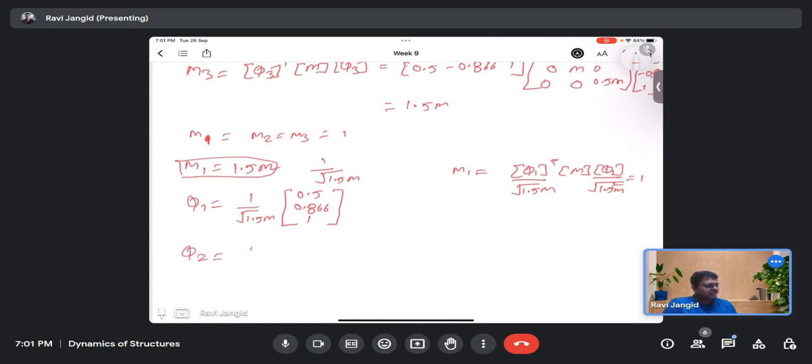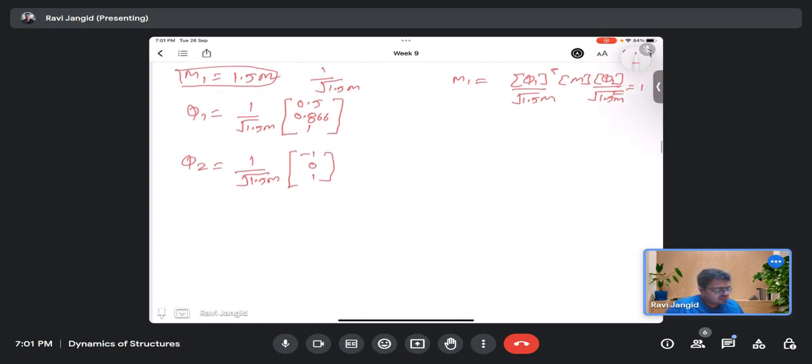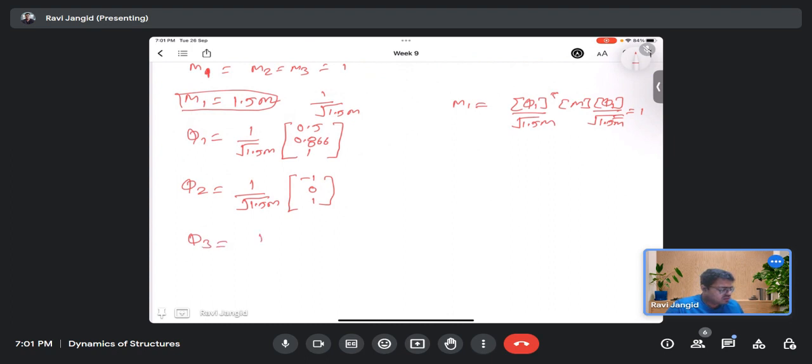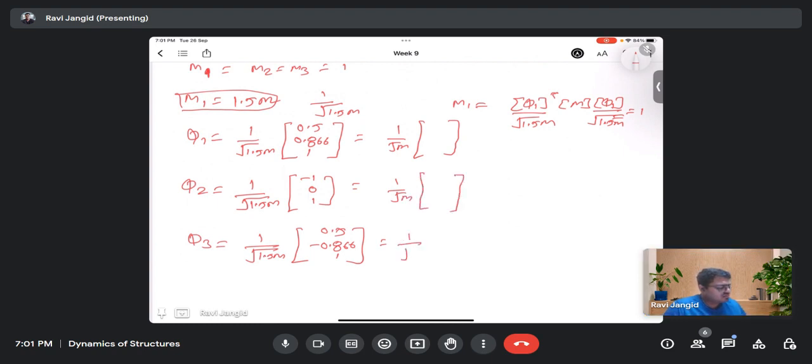Same kind of thing for phi 2, which is -1, 0, 1, and for phi 3. So can you get me the values, taking the square root of m outside? Can you explain this again?